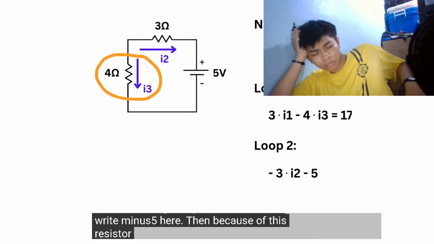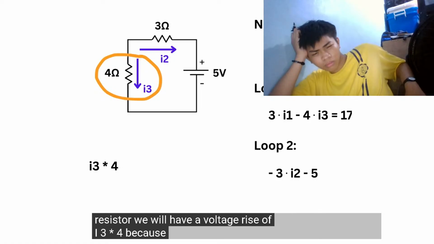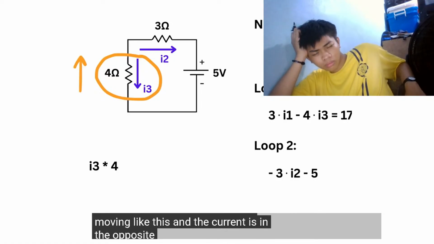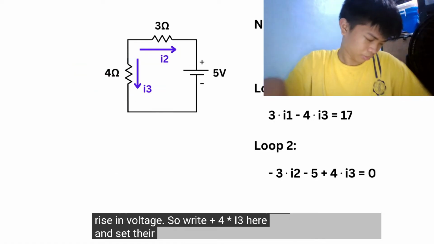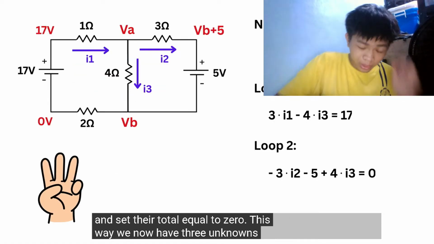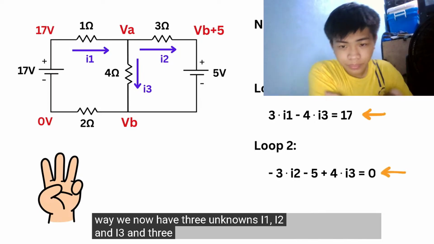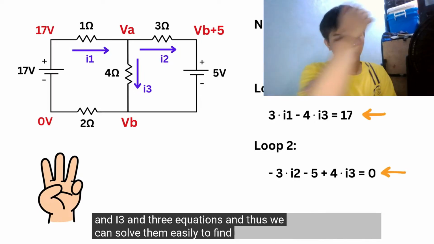Then, because of this resistor, we will have a voltage rise of I3 times 4, because notice that we are moving like this, and the current is in the opposite direction, and thus we get a rise in voltage. So, write plus 4 times I3 here, and set their total equal to 0. This way, we now have 3 unknowns, I1, I2, and I3 and 3 equations, and thus we can solve them easily to find all the currents.